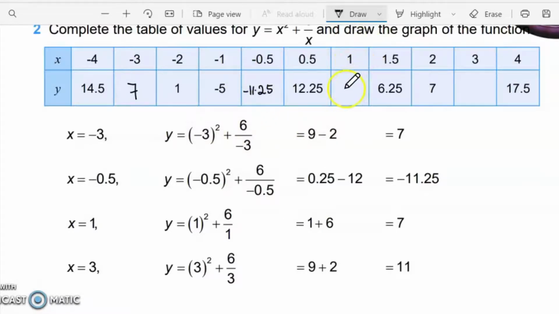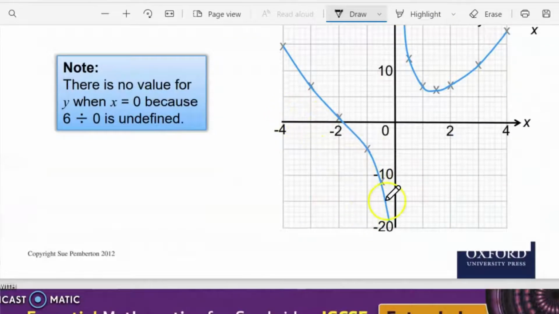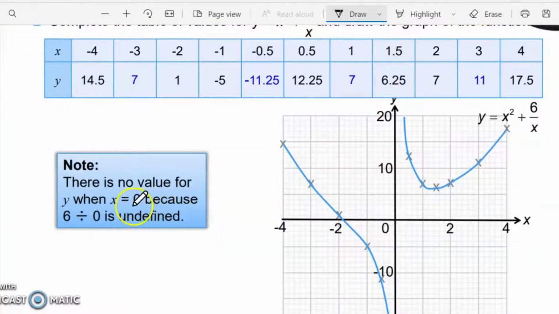Substitute x equal to 1 and we get 7 for y, and we substitute x equal to 3 and we get 11 for y. Okay, so these points we will plot on the graph paper. Okay, so we plot this one and then we join all the points. Okay, so as you can see, there is no x equal to 0 since it will be undefined.